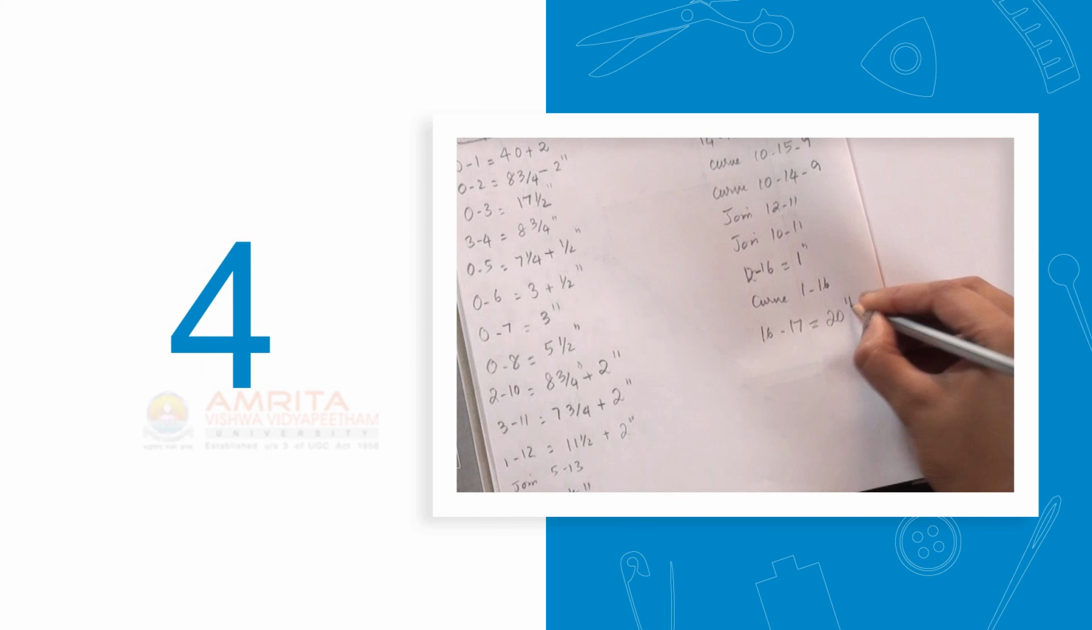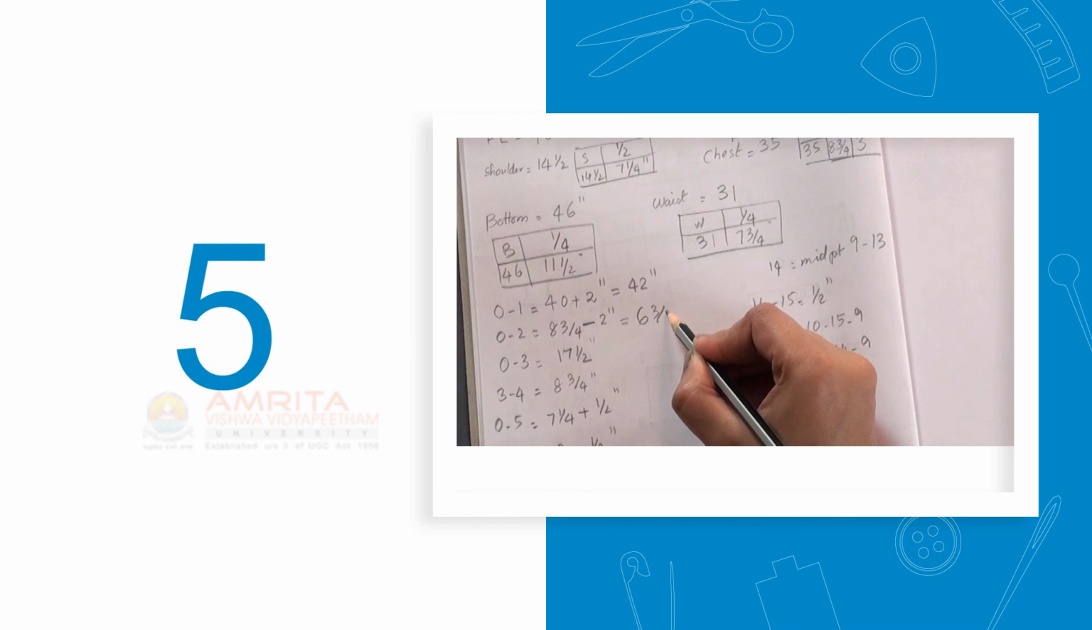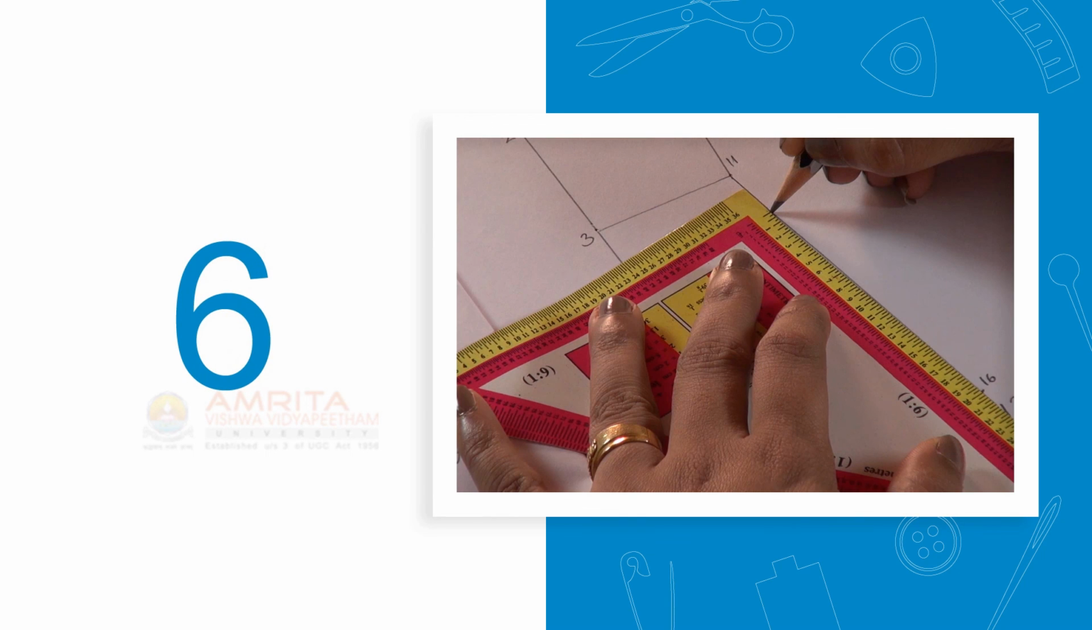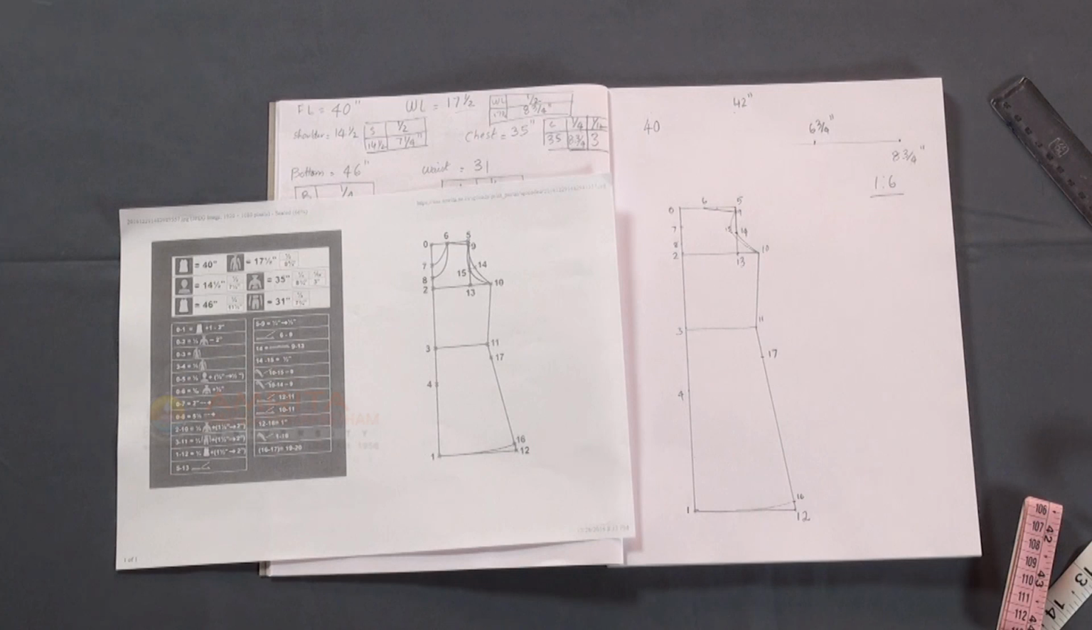Step 4. Copy the drafting instructions in your notebook by substituting the values found out from the fraction table instead of fractions of body measurements. Step 5. Add or subtract the numbers if any. Step 6. Construct pattern in your notebook with the help of a triangular scale. With that, we've come to the end of this session.